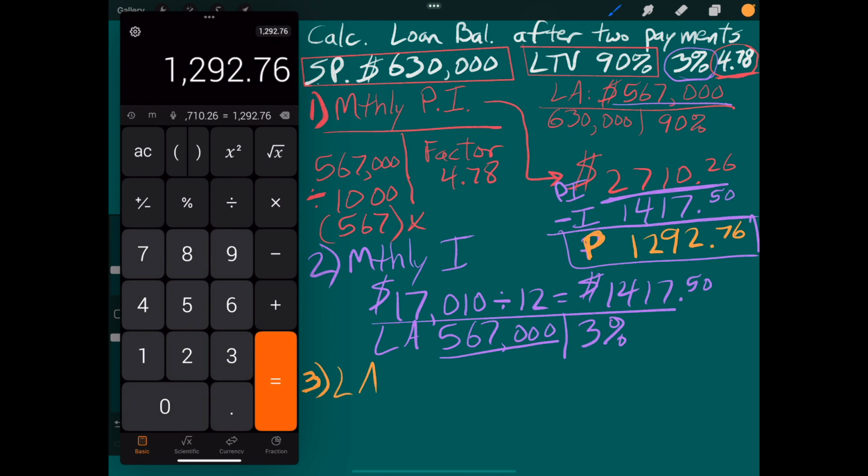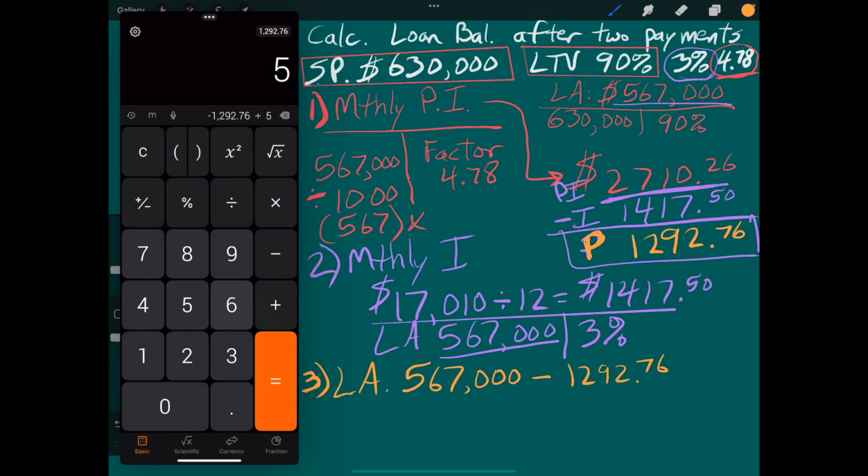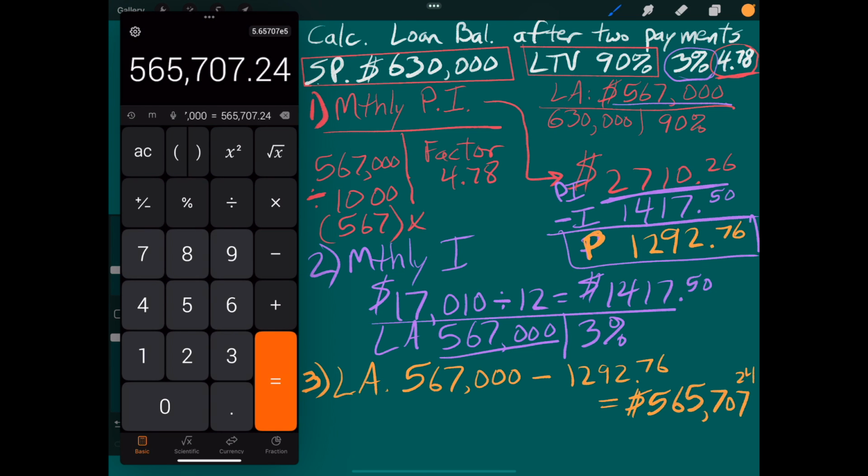We need to subtract that from the current loan balance. The loan amount that we started with is $567,000. We're going to subtract this $1,292.76. And that gives us our new loan balance of $565,707 and 24 cents. That's our new loan balance.